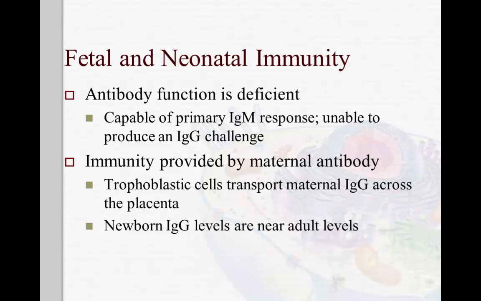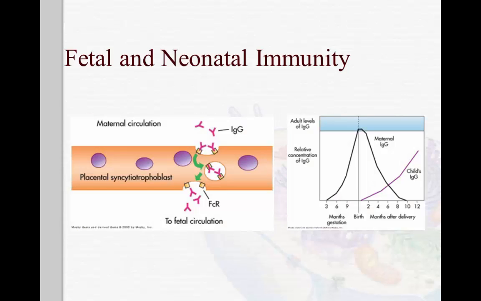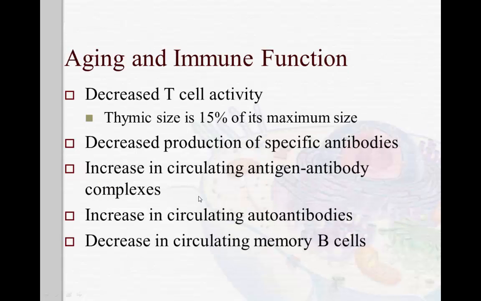So this is how the majority of the babies obtain immunity mainly. At birth, total IgG levels in the umbilical cord are near adult level. But by itself, the fetus does not produce IgG or a secondary response. Okay, so it's basically by placental circulation.